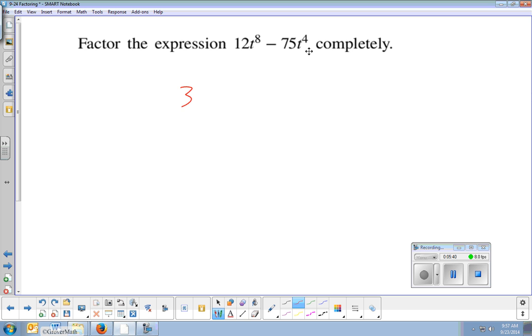And since they both have t's, I have t to the 8th and t to the 4th. That means I could take out as much as t to the 4th. And what's going to be left over when I factor 3 from 12 is 4. And when I take t to the 4th from t to the 8th, I'm left with t to the 4th, minus, factor 3 from 75 is 25, and the t to the 4th is completely taken out.